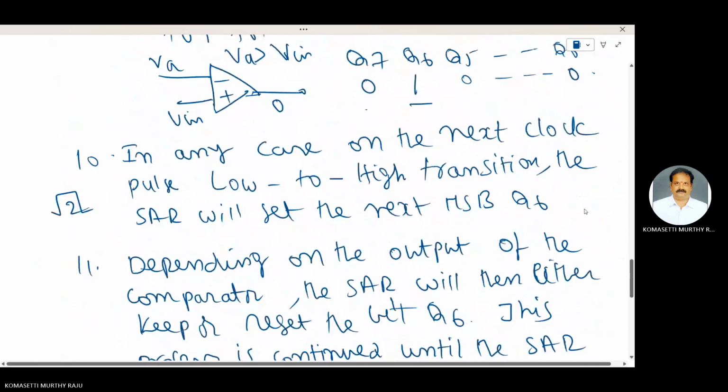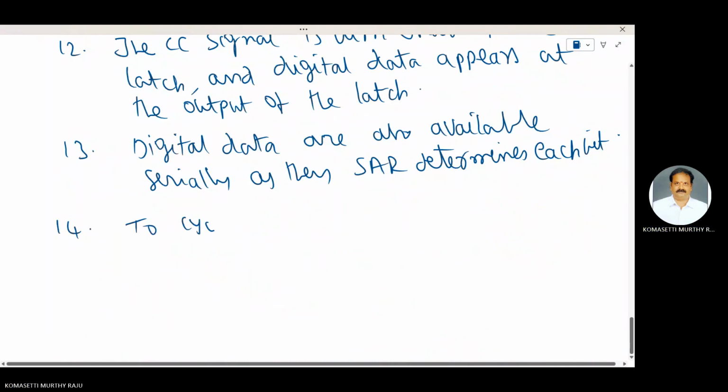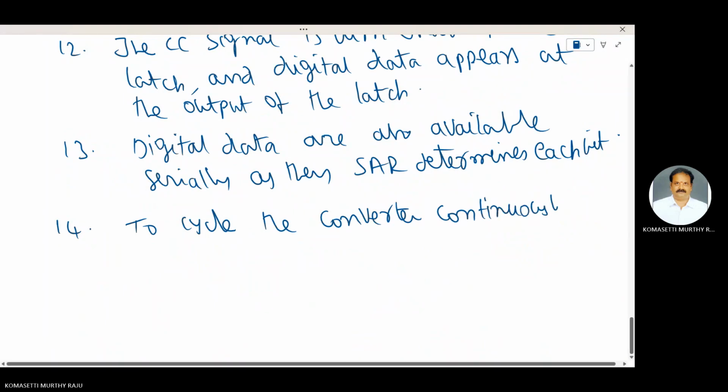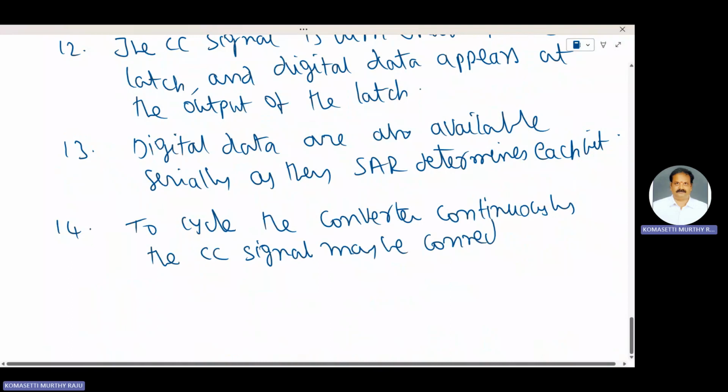Next point is to cycle the converter. To cycle the converter continuously, the conversion complete CC signal may be connected to start conversion input.